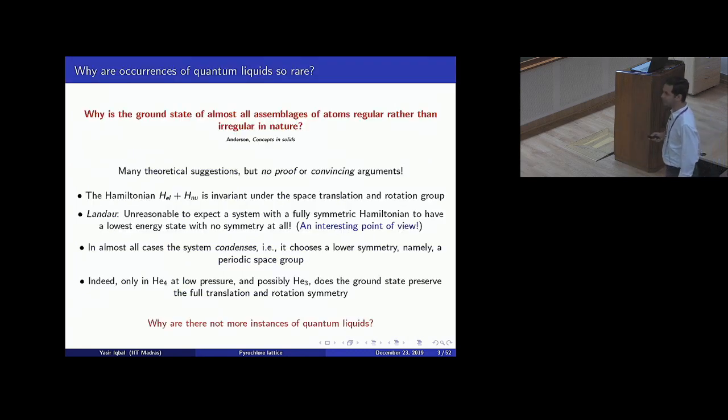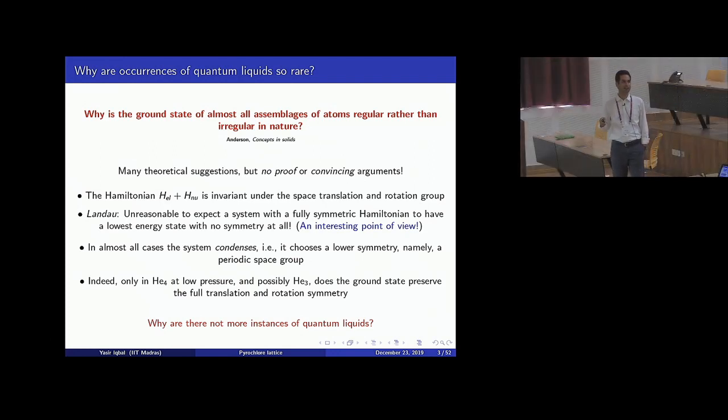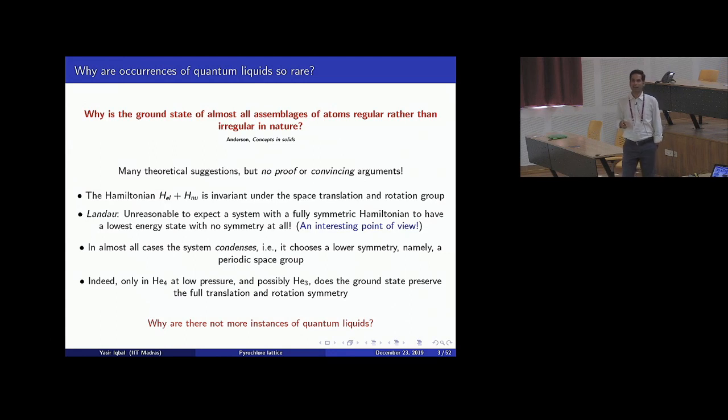So let's start many steps back. If you've read this book by Anderson, Concepts in Solids, it asks a very nice question on the first page, which is: why is the ground state of almost all assemblages of atoms regular rather than irregular in nature? And he says that there are many theoretical suggestions, but no proof or any convincing arguments.